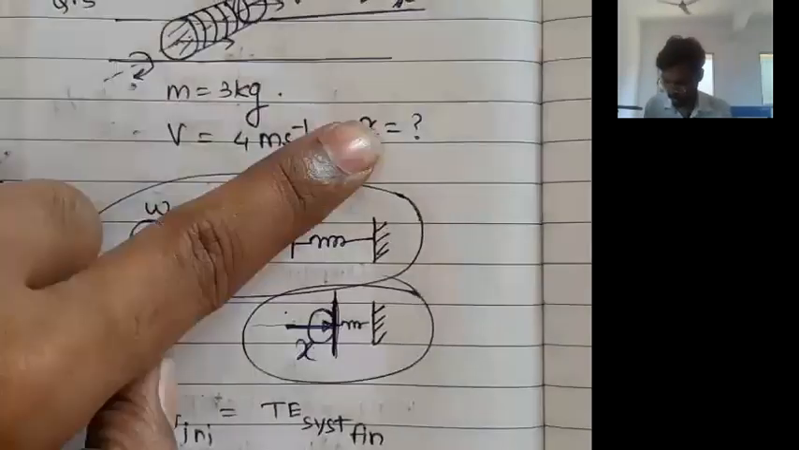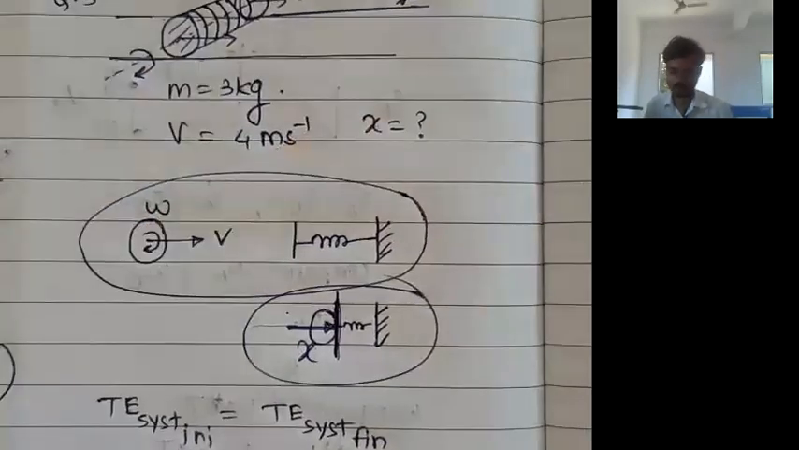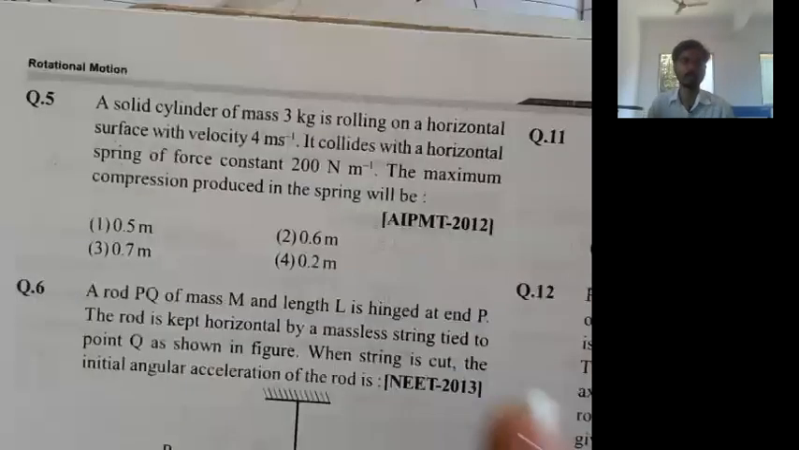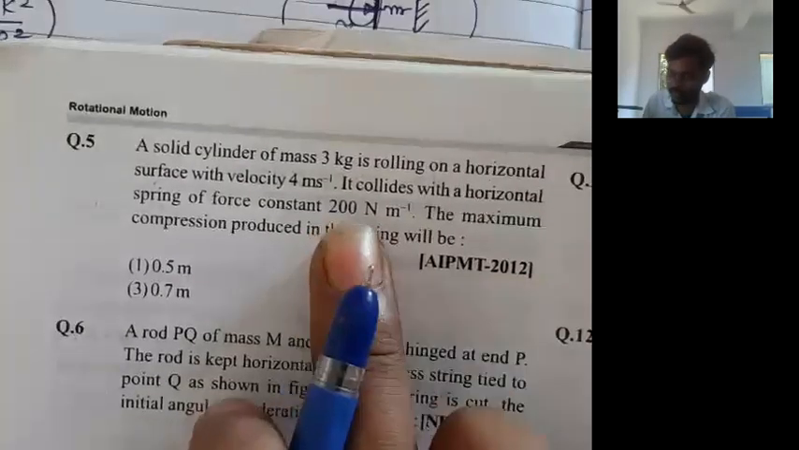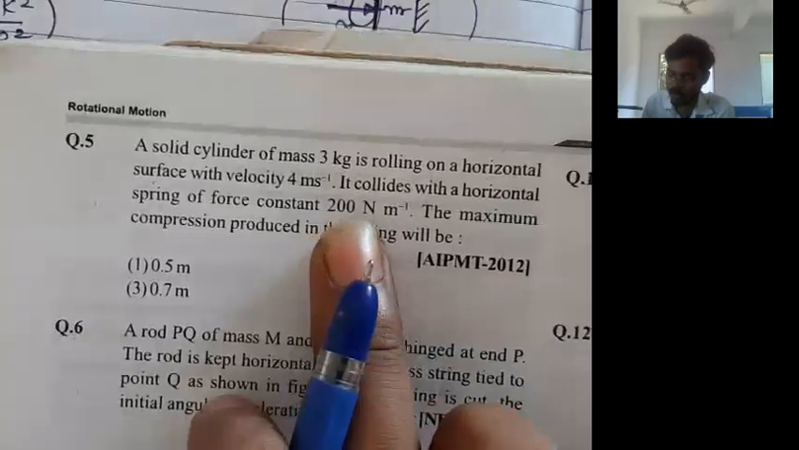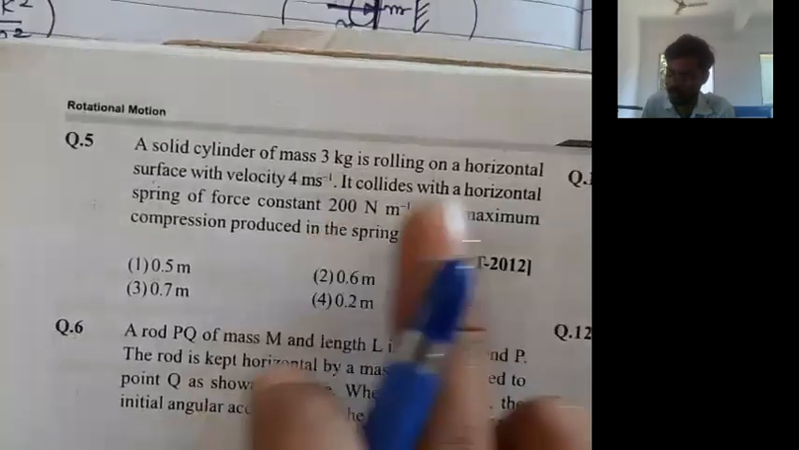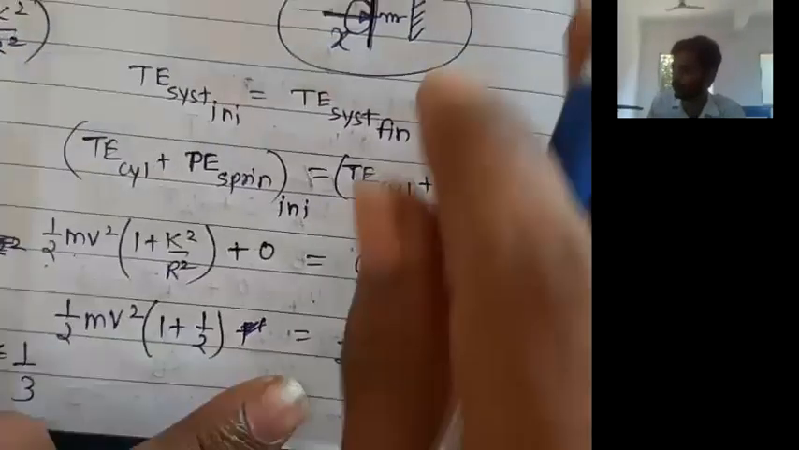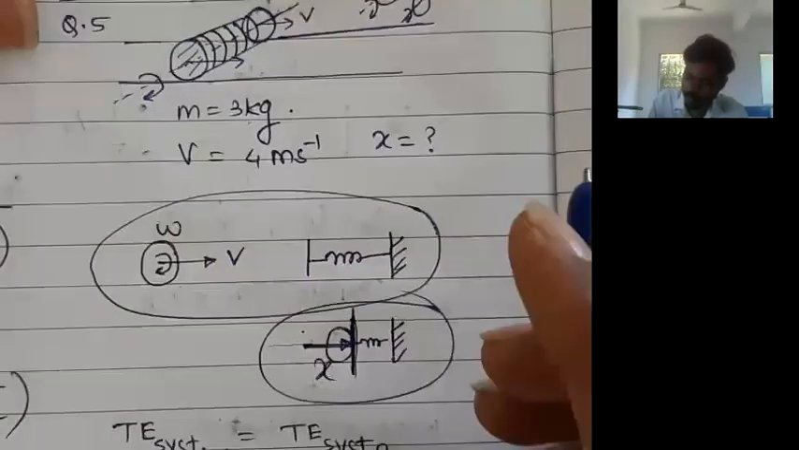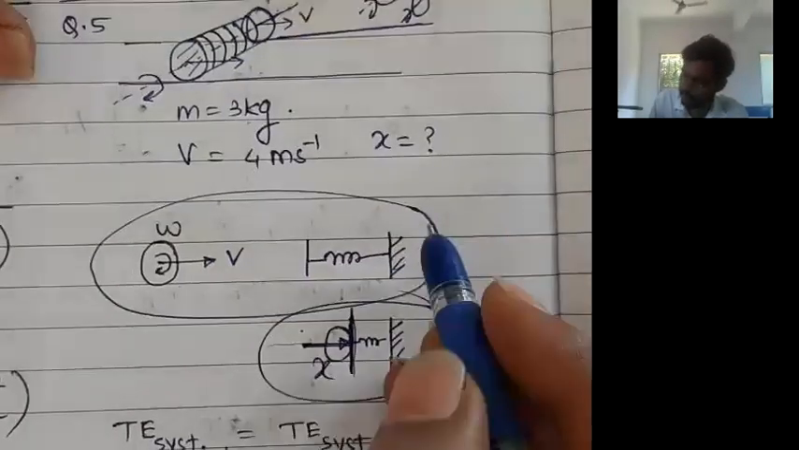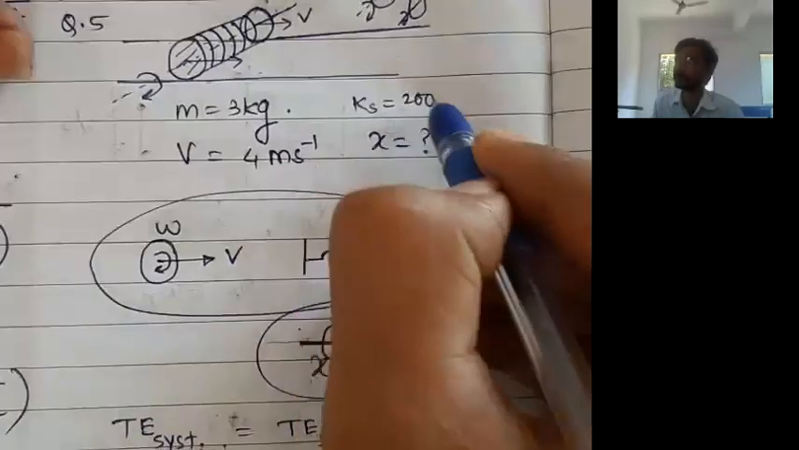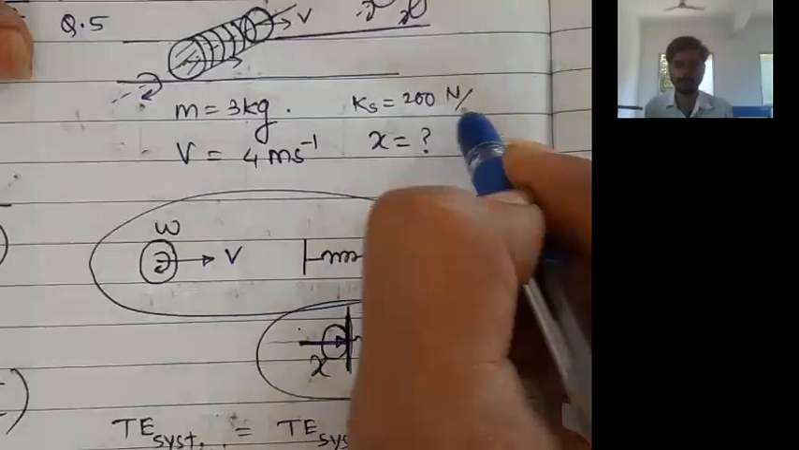But sir, the spring constant of the spring is not given. It is given. Okay, so it is very important to extract the entire data. It collides with the horizontal spring of spring constant 200 Newton per meter. So we are given the spring constant. Let us write here the spring constant ks. What is that? It is 200 Newton per meter.